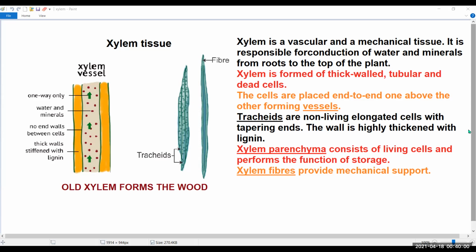Xylem is formed of thick-walled, tubular, and dead cells. These cells are placed end to end, one above the other, forming vessels. Whereas tracheids are non-living, elongated cells with tapering ends. The wall is highly thickened with lignin, except at certain spots, which are known as pits. Xylem parenchyma consists of living cells and they perform the function of storage. And xylem fibers, they provide mechanical support. Children, old xylem forms the wood.